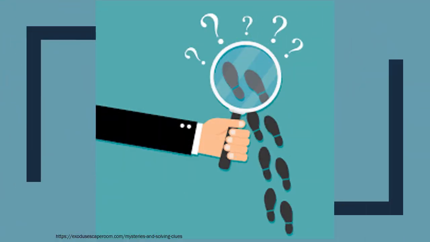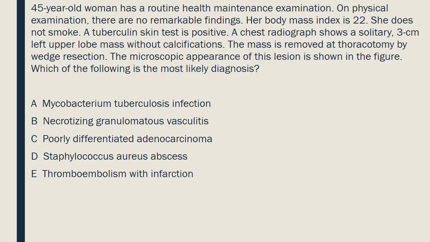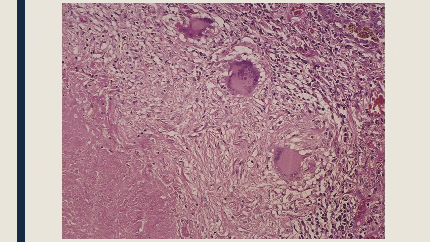So what are the clues in this case? The clues in this case include the following. First, a positive tuberculin skin test. Then, the radiographic findings, and most importantly, the histologic picture. This figure shows a pink amorphous tissue at the lower left, representing caseous necrosis.